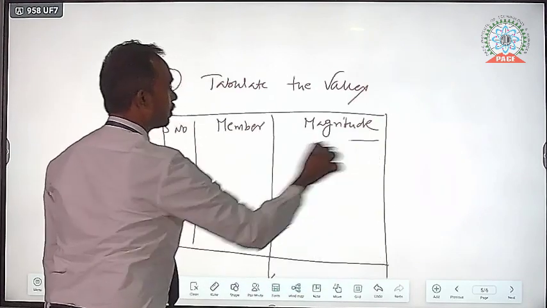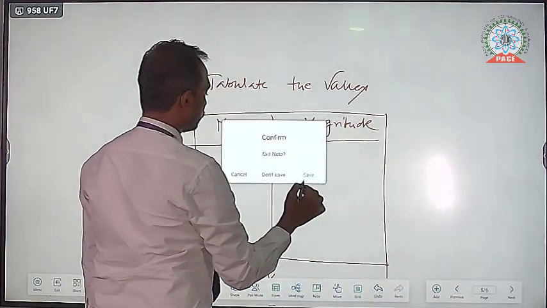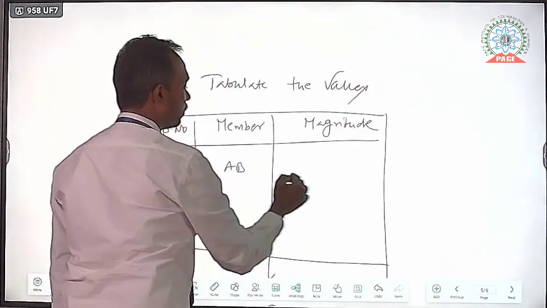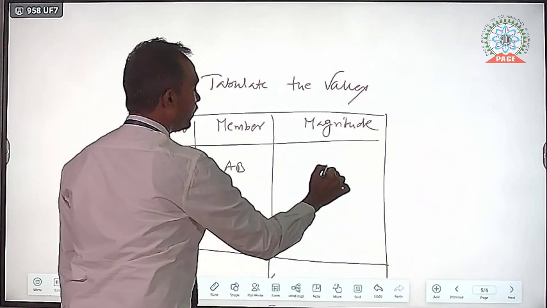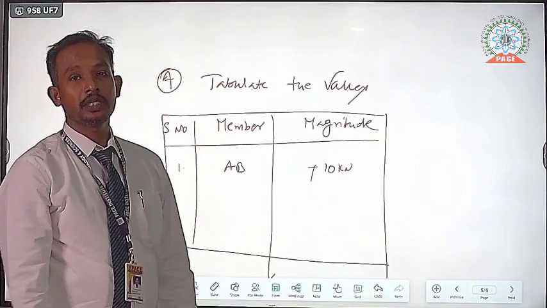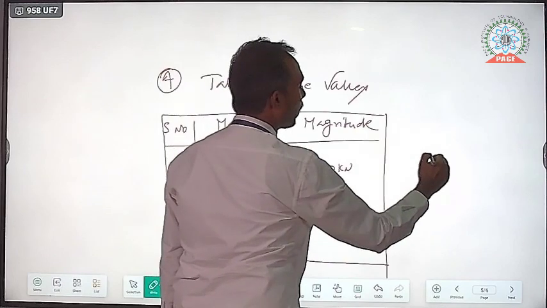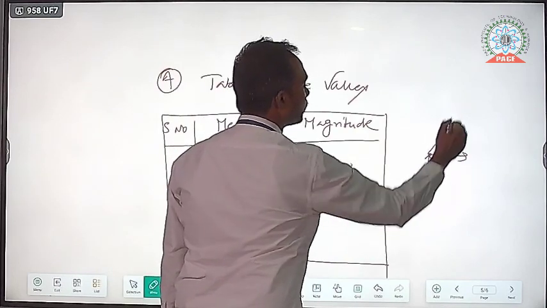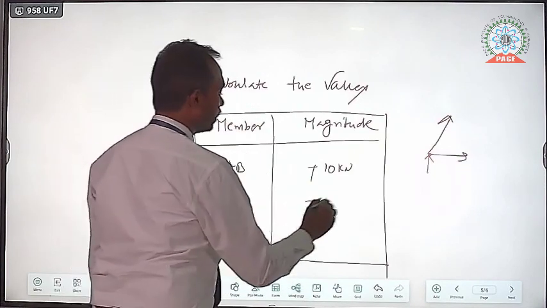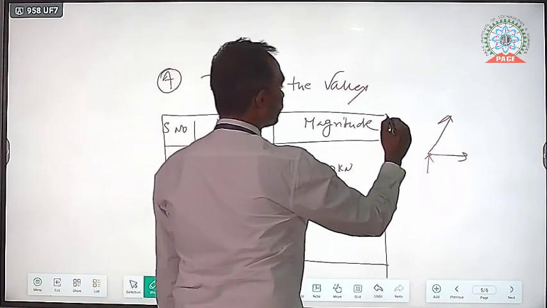Let us take the member AB. In this, how much value do you get? Let us suppose 10 kilonewtons plus, that is tensile. That is our assumption. Priorly, we can assume the members act away from the joint, tensile. If you get a negative value, let us take that in BC, negative 5 kilonewtons, that is a compression member. That's what we write here as the nature.